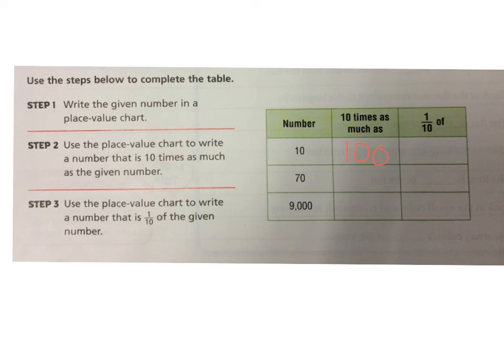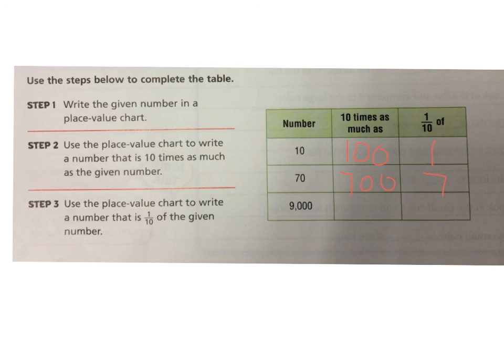All right, what number is 1/10 of 10? So if I have 10 and I take one of them, 1 out of the 10, what number do I get? Misaki? 1. 1 is 1/10 of 10. Very good. Okay, what about 70? What number is 10 times as much as 70? Nathan? 700. Okay. And what number is 1/10 of 70? Claire? 7. Okay. Here comes the next one.